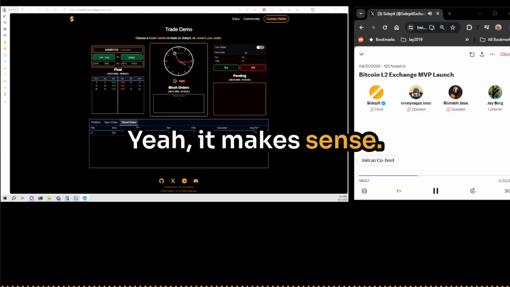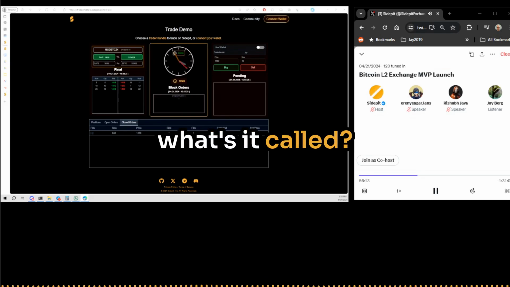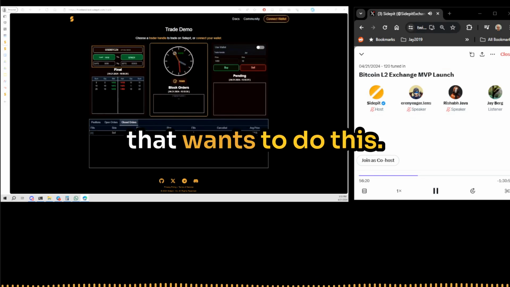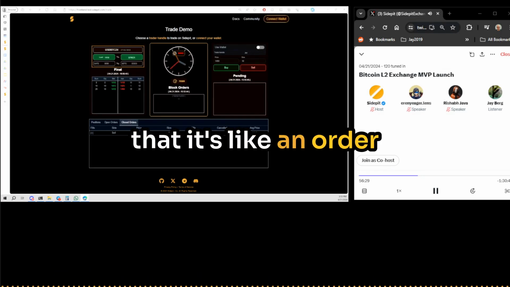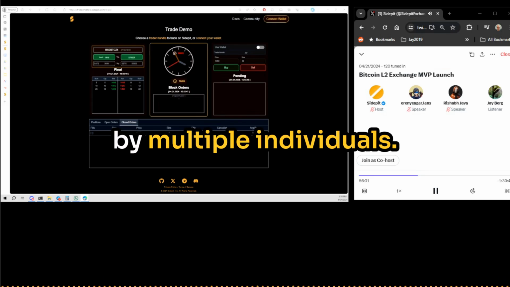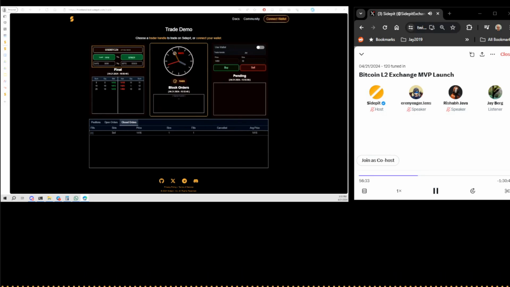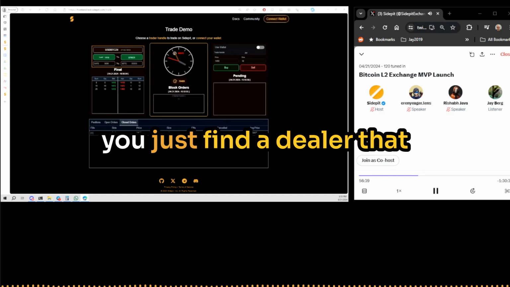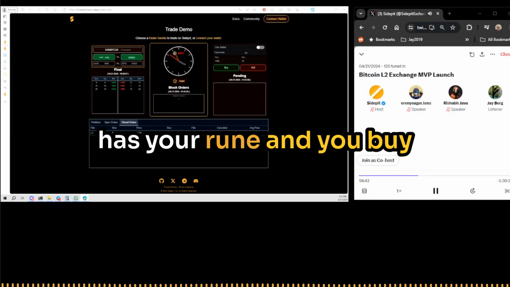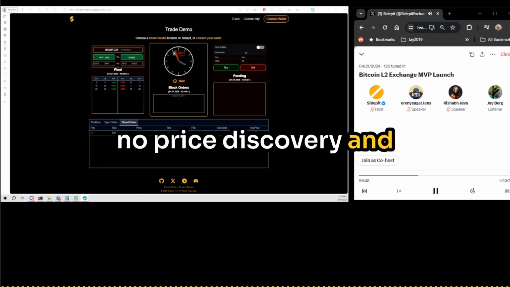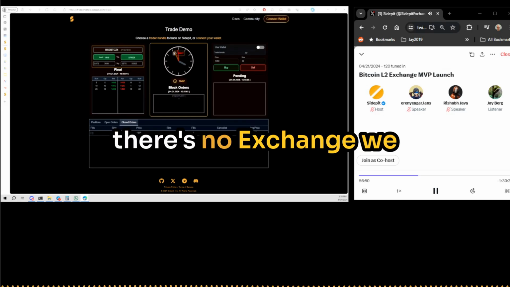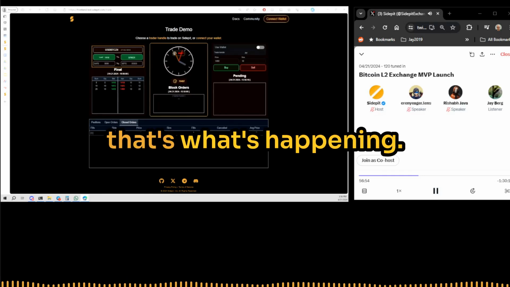Yeah, it makes sense. It becomes local Bitcoins. You have to find someone that wants to do a swap with you. Yeah, it is essentially that. It's like an order book that's retained by multiple individuals. That's a dealer market. You just find a dealer that has your rune and you buy it from him, but there's no price discovery and there's no exchange. We just have to understand that's what's happening.